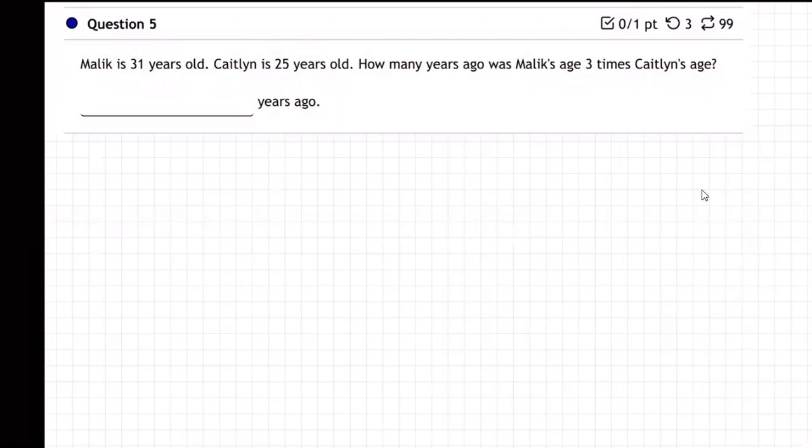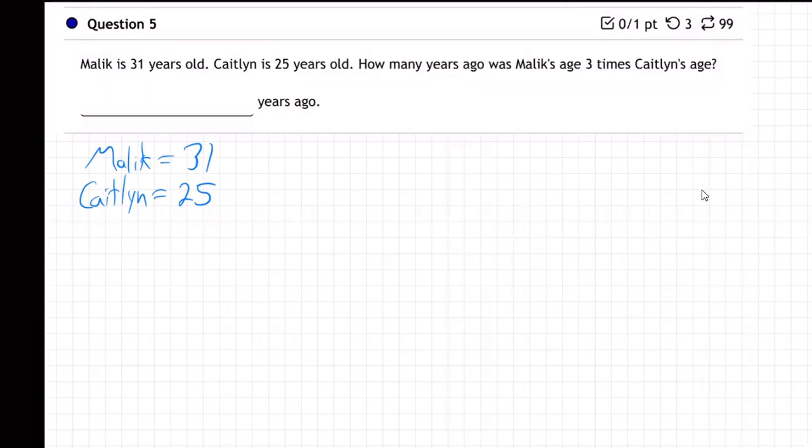I'll just write Malik is 31. Caitlin 25. But I'm not going to use variables M and C because they don't vary. They don't change, do they? They're fixed. They're not unknown. We know what they are.